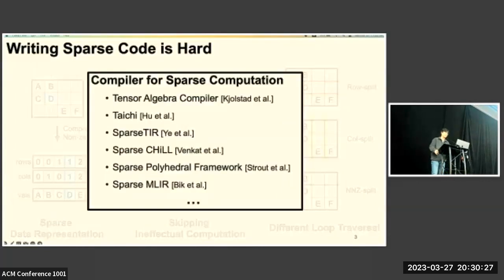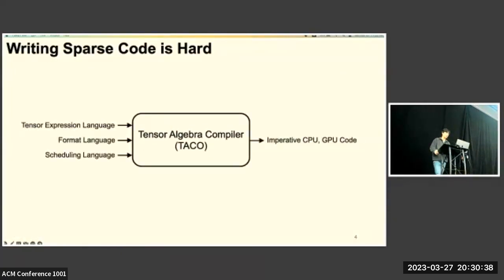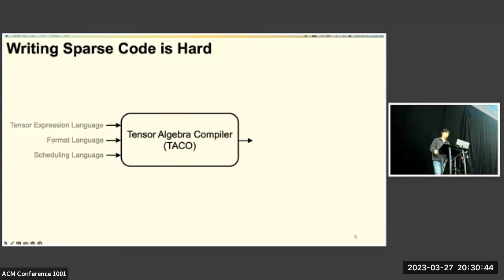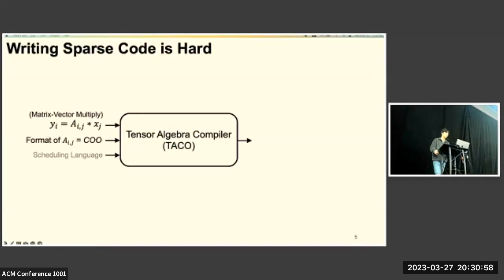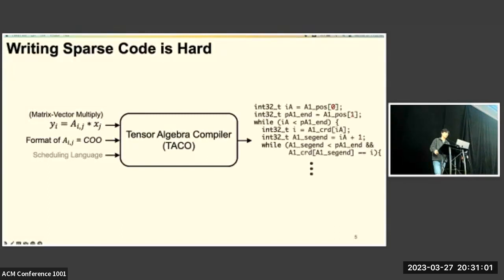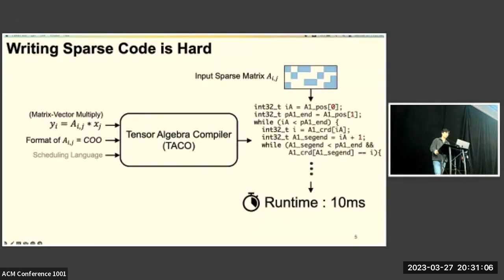Several compiler projects have been developed to support sparse tensor computations, making it easier for programmers to exploit sparsity without writing them manually. Among them, TACO is a compiler that can generate efficient sparse tensor algebra with many different formats and schedules. Suppose we want to write sparse matrix dense vector multiplication with TACO. We can specify the desired algebra in tensor expression language as follows. In the format language, if we choose to store matrix A in COO format, TACO will generate C code that corresponds to this choice. We can then execute this generated code by providing the input sparse matrix.